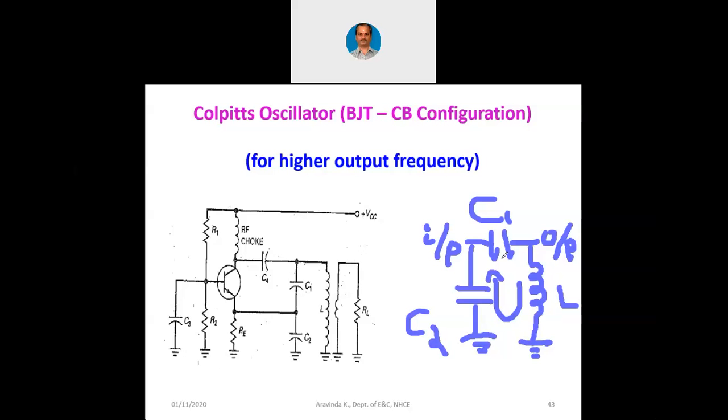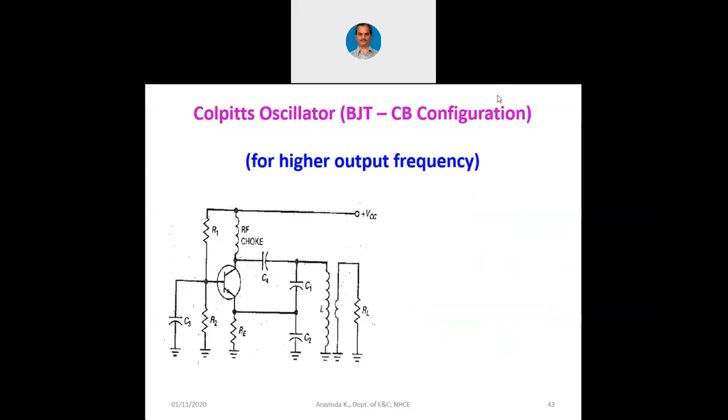You know that common base configuration generally provides very high output impedance. When it provides very high output impedance, we can have higher output frequencies in this particular circuitry. That is the idea. So now let me stop annotating here, and now you can see output is fed back to input, and the base is common to both collector and emitter. It is common to both output and input.